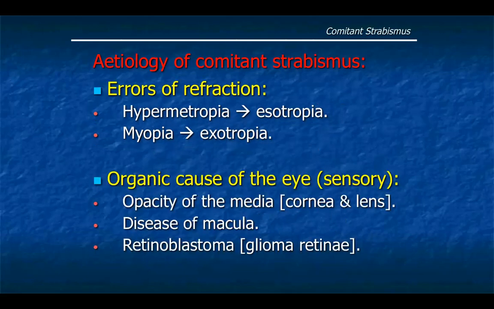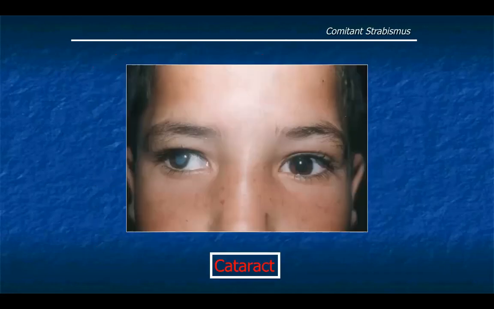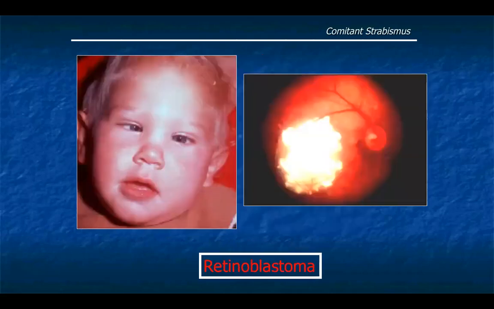The third cause is an organic cause of the eye or sensory strabismus. For example, opacity of the cornea or the lens, disease of the macula like a macular scar due to trauma or toxoplasma or toxocara, or a dangerous disease of the macula, which is a retinoblastoma. If the retinoblastoma affects the macula, the patient does not see and can present with strabismus. This boy has right cataract, causing exodeviation of the right eye. And this baby has a retinoblastoma, causing an esodeviation of the right eye.